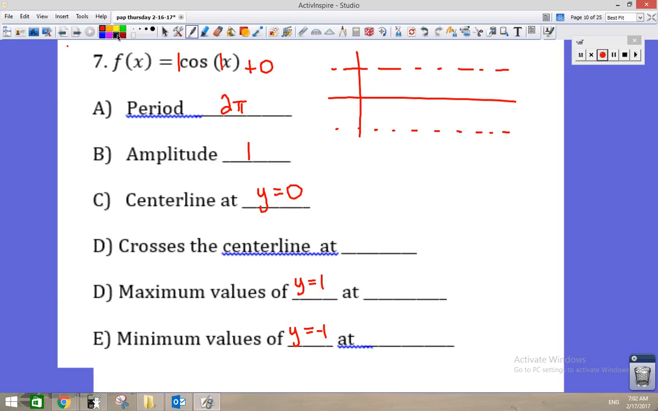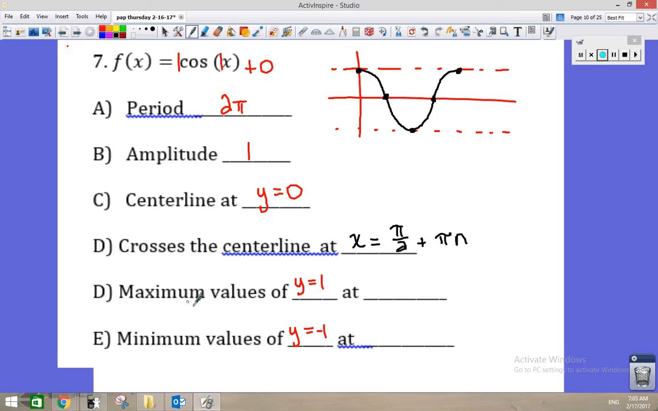The graph starts at (0, 1), and its 5 basic points are equally spaced. It's crossing its center line at pi over 2, and the next time it crosses its center line is at half of the period. So at any integer multiple of pi. Now the max and min values are separated a whole period apart.